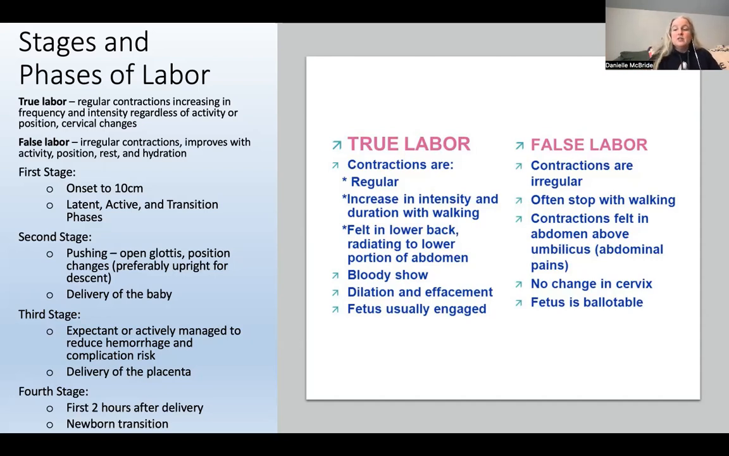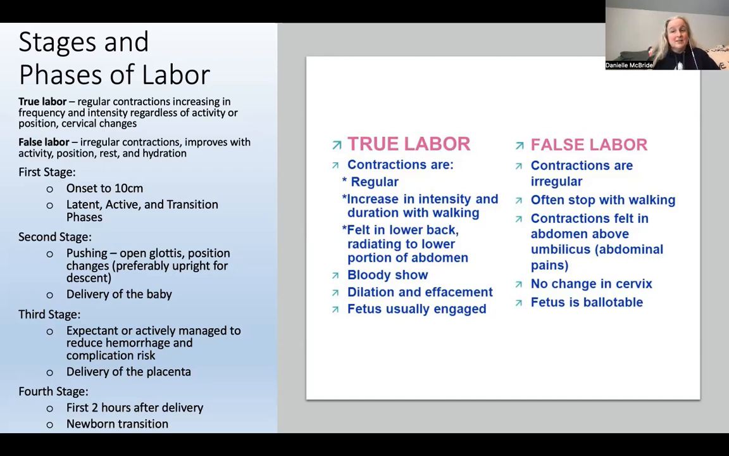So if I have a patient that comes into the hospital and says, I think I'm in labor, we are going to assess. We're going to put her on the monitor and check the baby, do a non-stress test. We're going to check her cervix and see what she's dilated to. And then we're going to send her to walk, drink, relax, take a shower, whatever she wants. And then in a couple of hours, we can reassess her cervix.